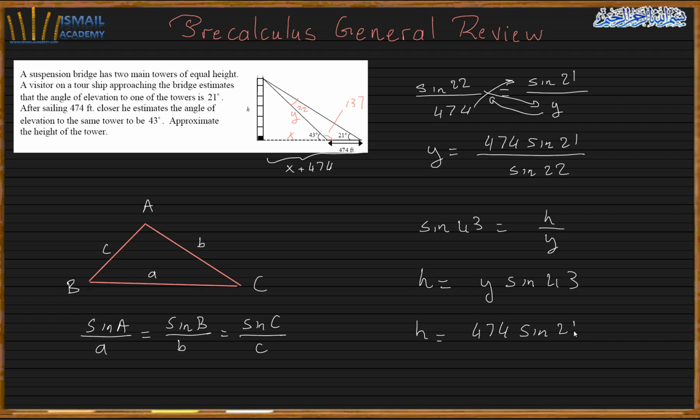Sine of 21 over sine of 22 times sine of 43, and again if I use the calculator I will get 309, which is the same as we got before. So either we use the tangent, which is straightforward but longer, or you can use the law of sines for that problem, which will give you the same answer.